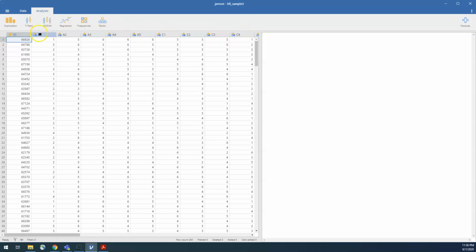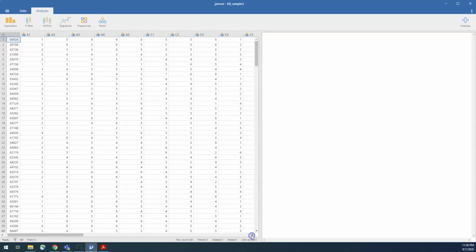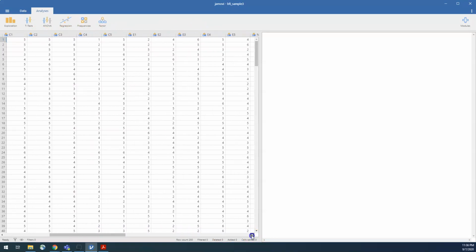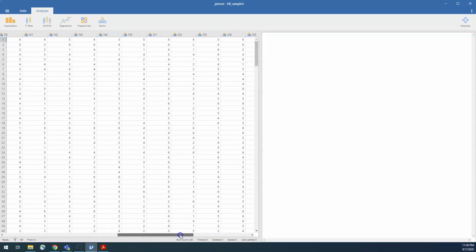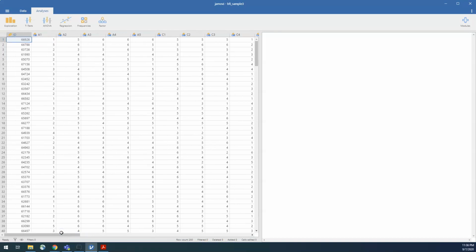And they start with things like A, and then C, C, C, C, C. And if we scroll over, you'll see that 5 of these start with E, 5 of them start with N, 5 of them start with O. And if you've been a psychology major for any length of time, you probably recognize this as the Ocean Personality Big 5. So those stand for openness, conscientiousness, extroversion, agreeableness, and neuroticism. So we have 5 items that people answered for each of those sub-constructs in the personality inventory.